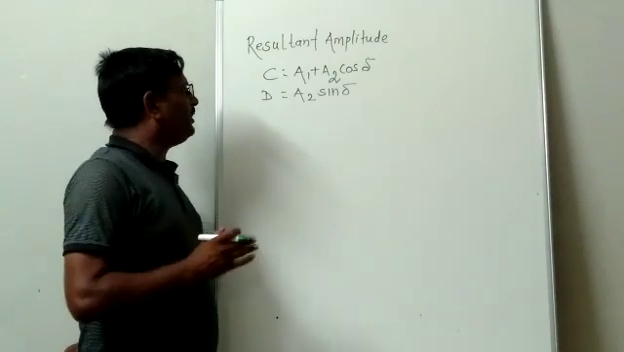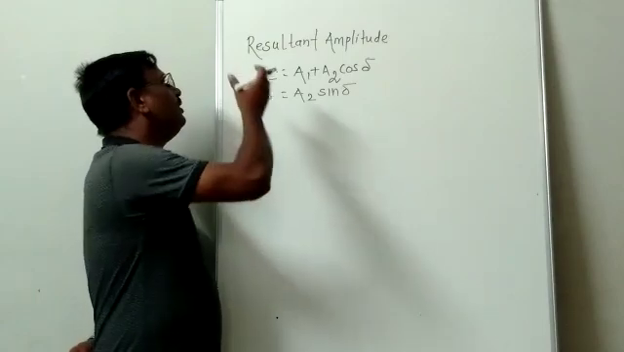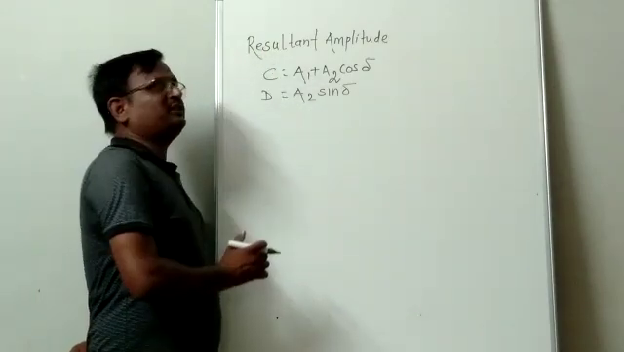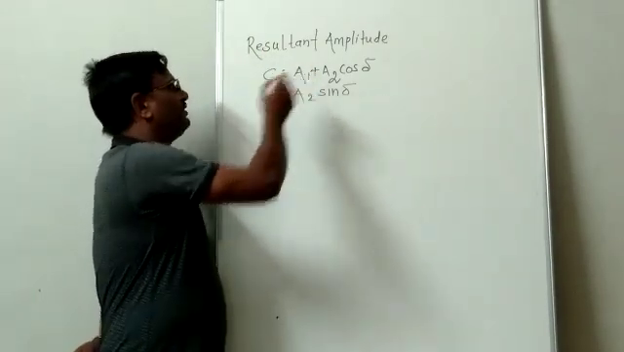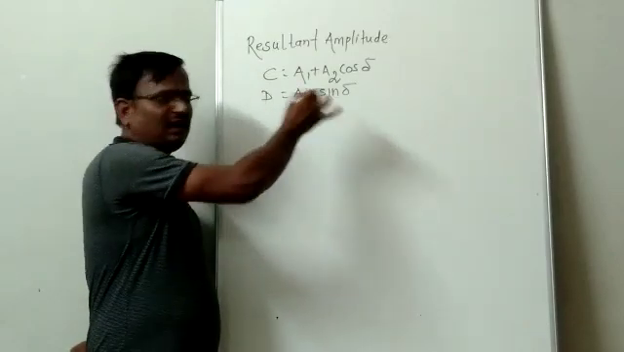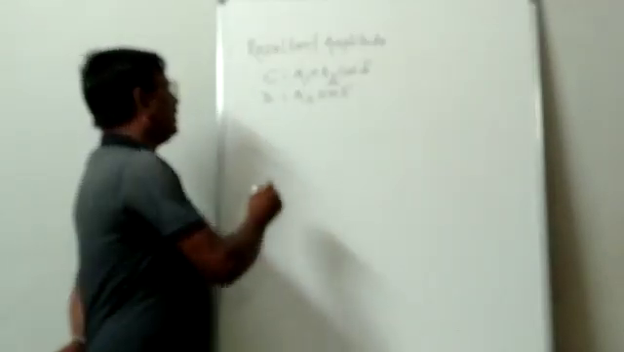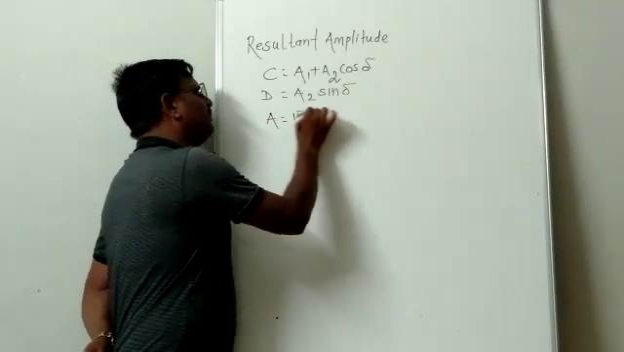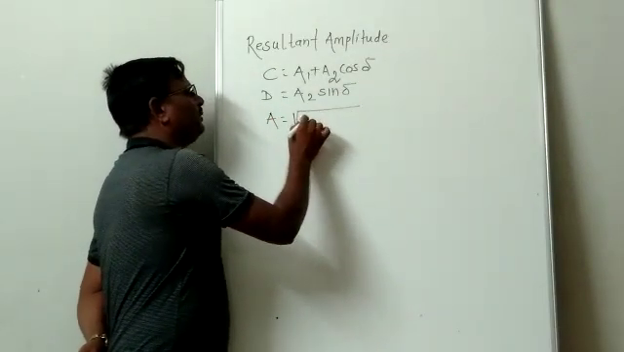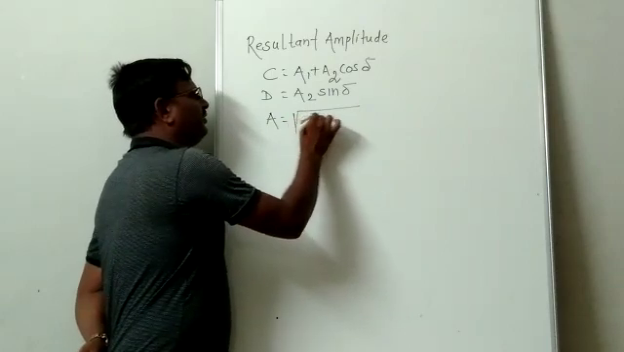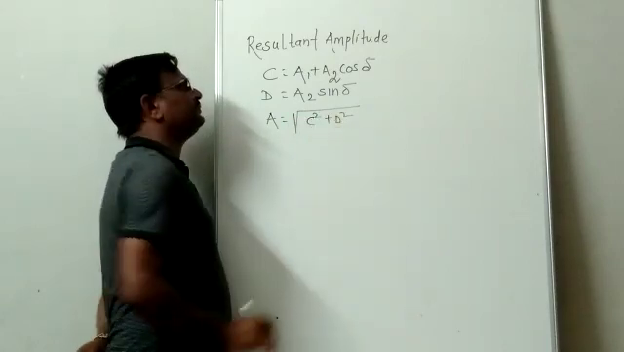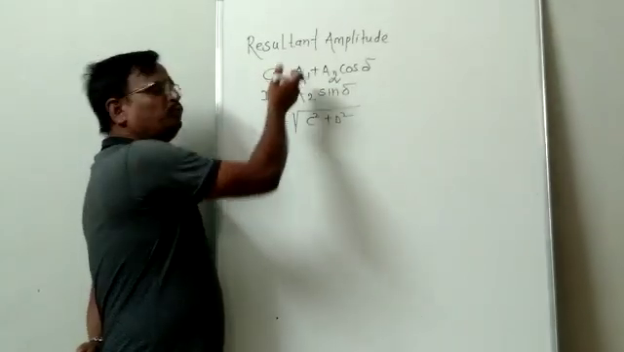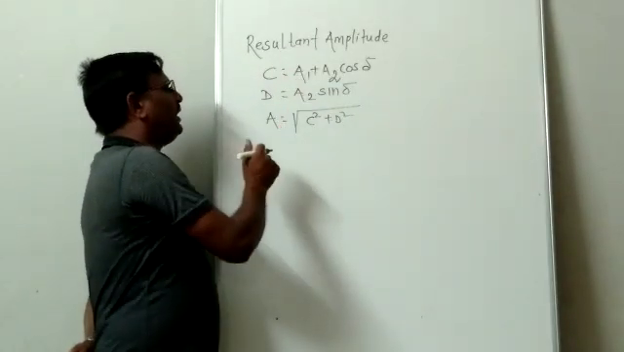In the previous period, we have assumed two values: capital C is equal to A1 plus A2 cos delta, and capital D is equal to A2 sin delta. We also assumed amplitude capital A is equal to the square root of C square plus D square. Now I am going to put these values in the square root.